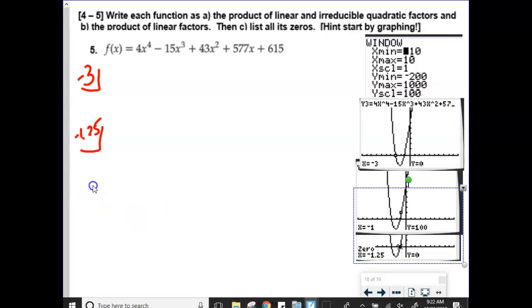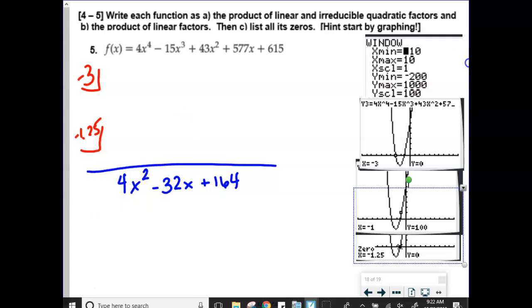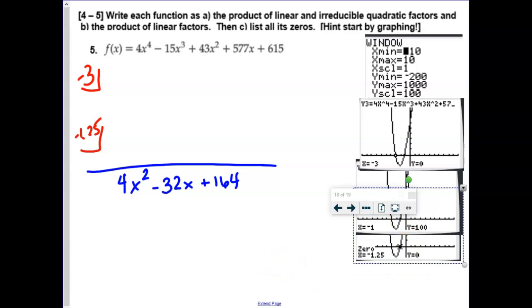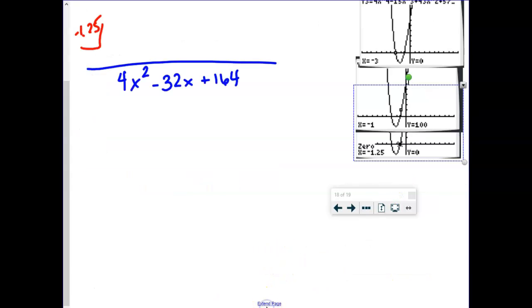Alright, so we ended up with a quadratic down here that was, what was it, 4x squared minus 32x plus 164. Cool. And I think that's kind of where I left you guys yesterday? Okay, so there's 3 questions up at the top of this problem where they want you to answer them.